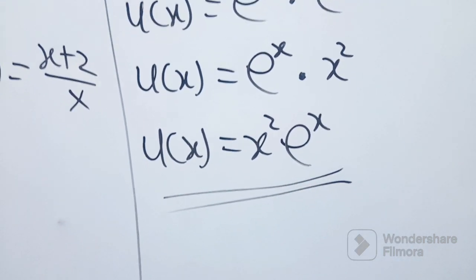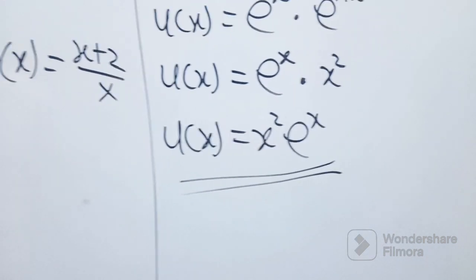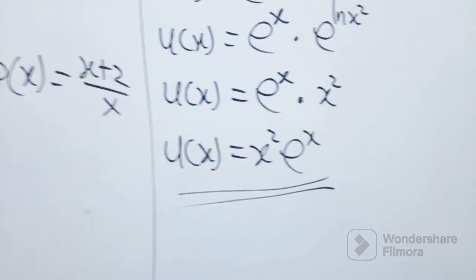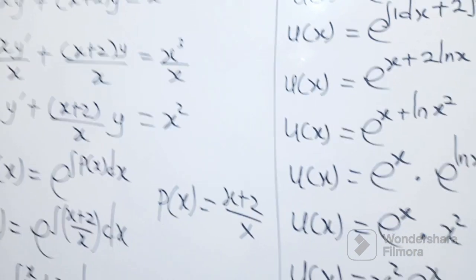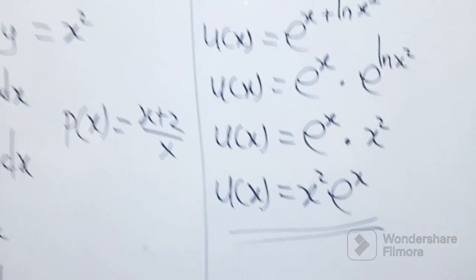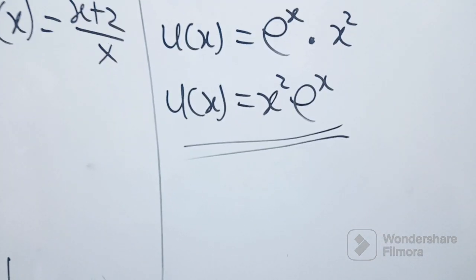Then this becomes our integrating factor. So in case we are asked to solve this differential equation, we just multiply the integrating factor through the differential equation. And remember, the left-hand side becomes a product differentiation of the integrating factor and the dependent variable.